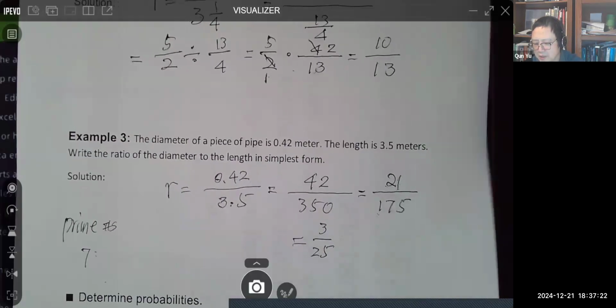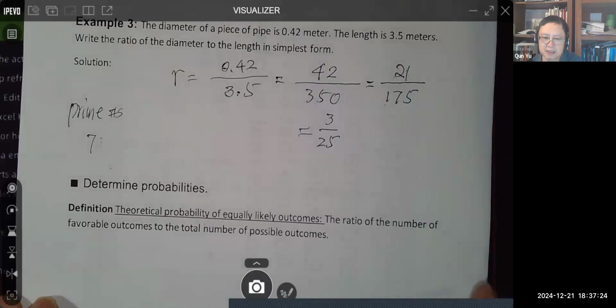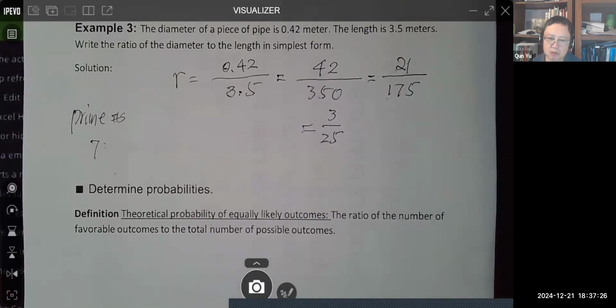Now, next topic, determine probabilities. Actually, it's a theoretical probability. Now, this is a definition, or you can call it a formula: theoretical probability of equally likely outcomes. That means to use this formula, we assume all of the outcomes have equal chance to be realized. For example, if you toss a die, we always say a fair die, right?